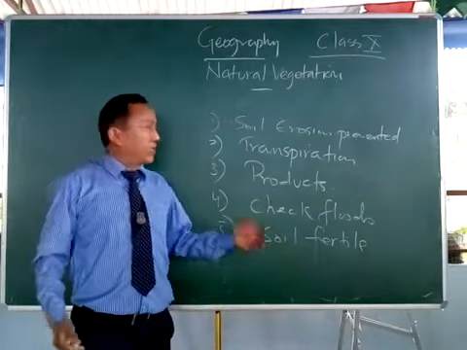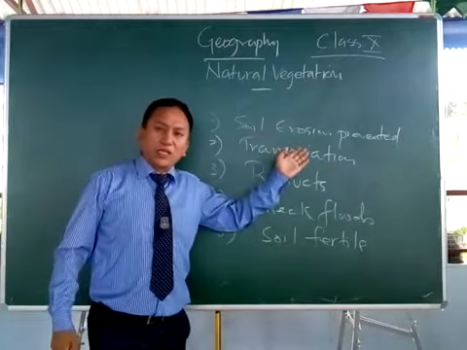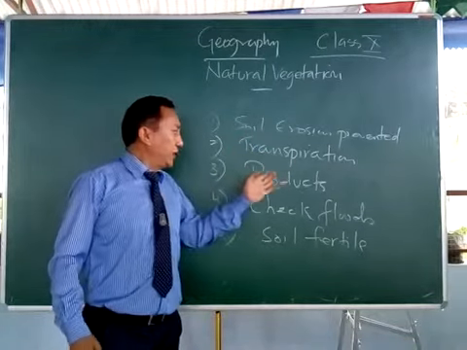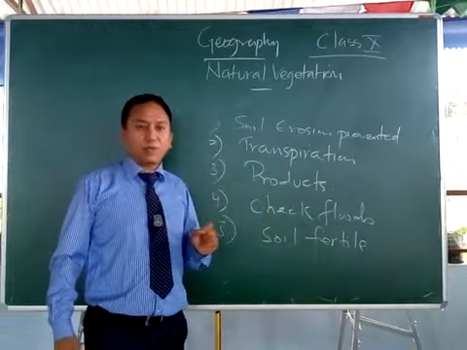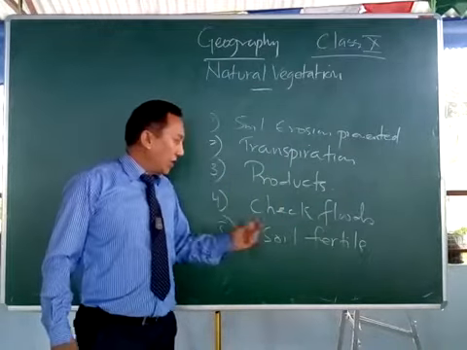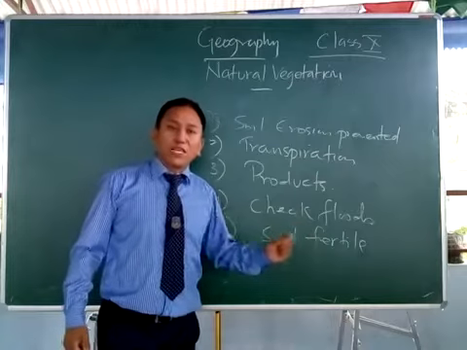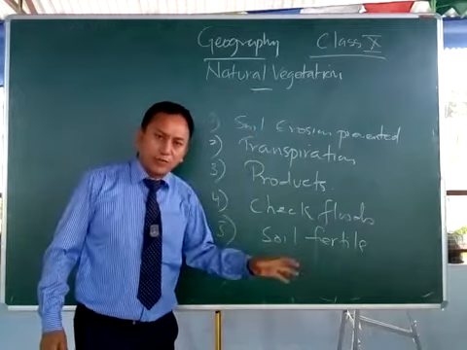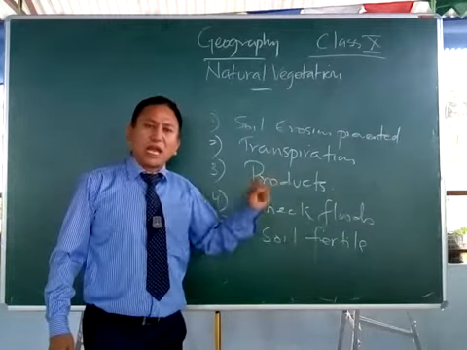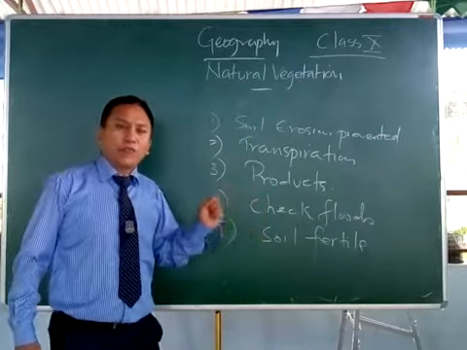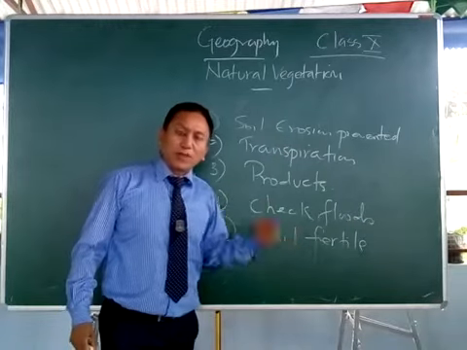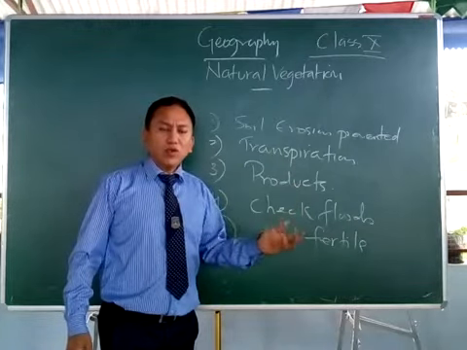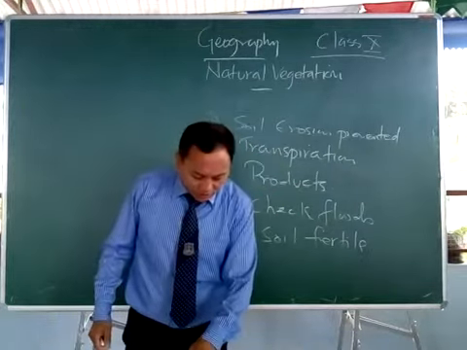The forests are very important because they help in preventing soil erosion. They help in the process called transpiration. They provide us various forest products. They also check floods. They also help the soil to be fertile by adding humus continuously. The leaves that fall down from the trees, when they dry, ultimately decay and turn into humus, which adds to the fertility of the soil. It provides continuous what? Air. Oxygen is continuously provided. So the forests are so very important to all of us.